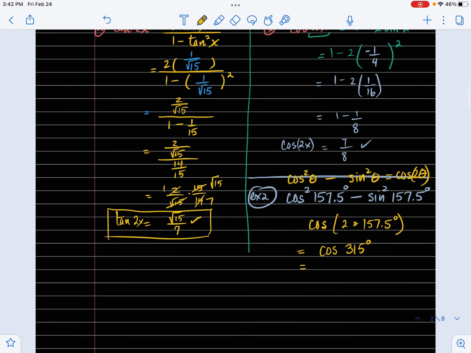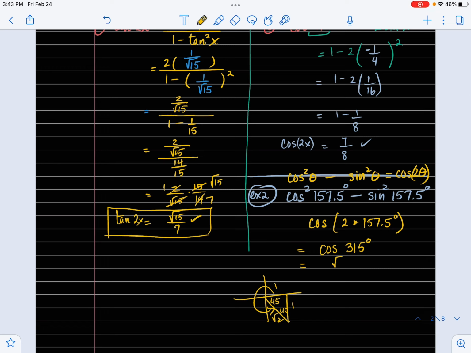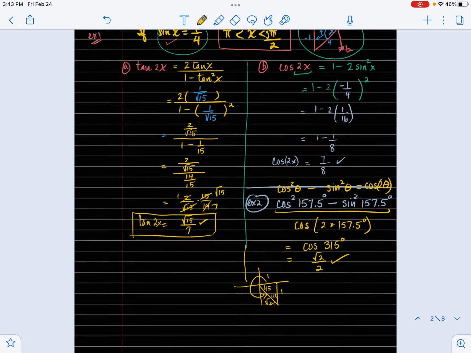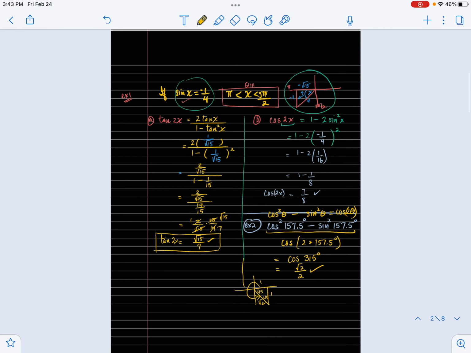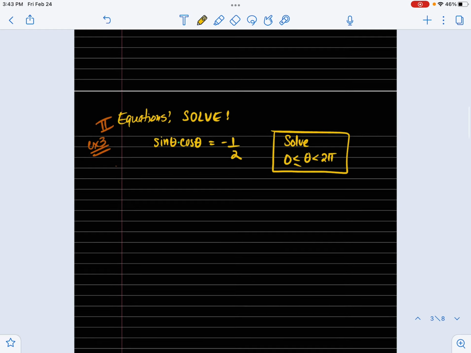And 315 is a special right triangle. 315 sits right here in the fourth quadrant. Its reference angle is 45, so it's a 45, 45, 90 type, 1, 1, and root 2. Cosine of 315's value is root 2 over 2, positive. And we were able to evaluate the value of this expression using sum and difference. So that's the first type. Okay. I'm going to go ahead and move on to equations now, being able to solve equations.